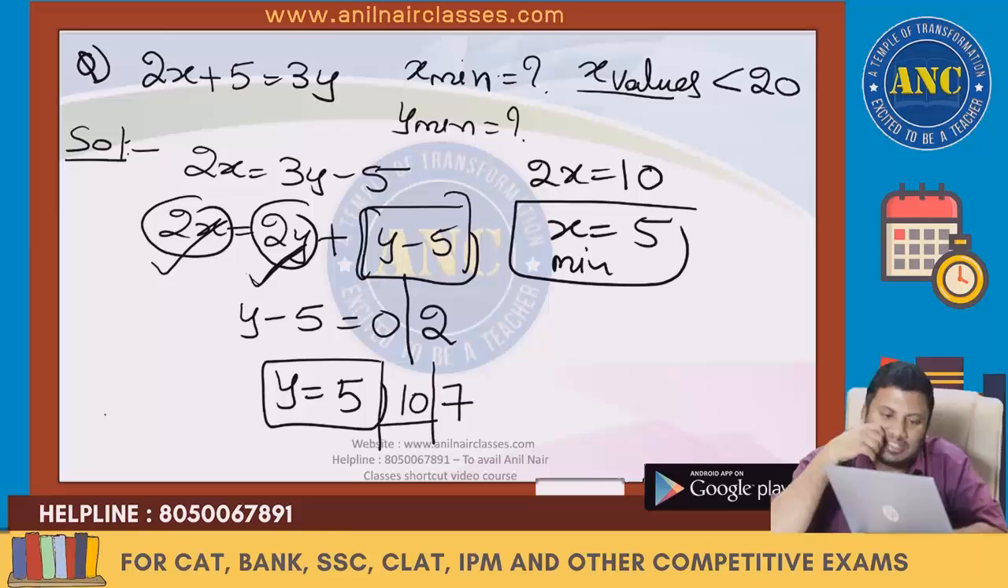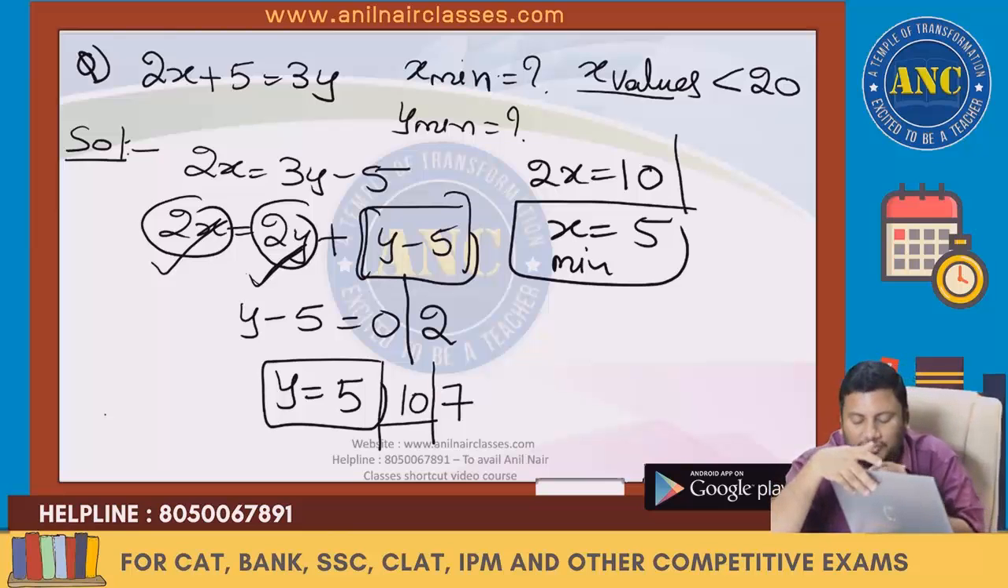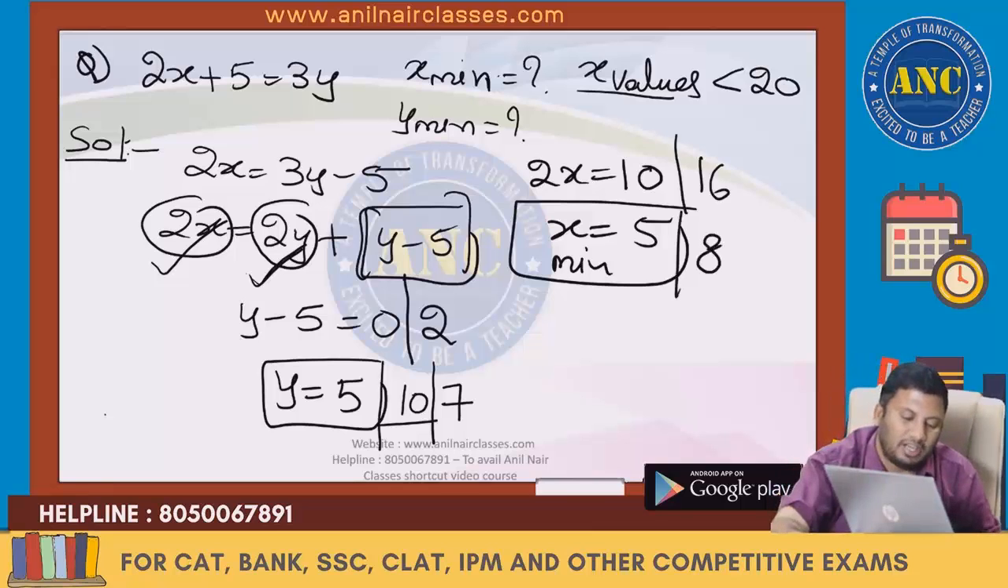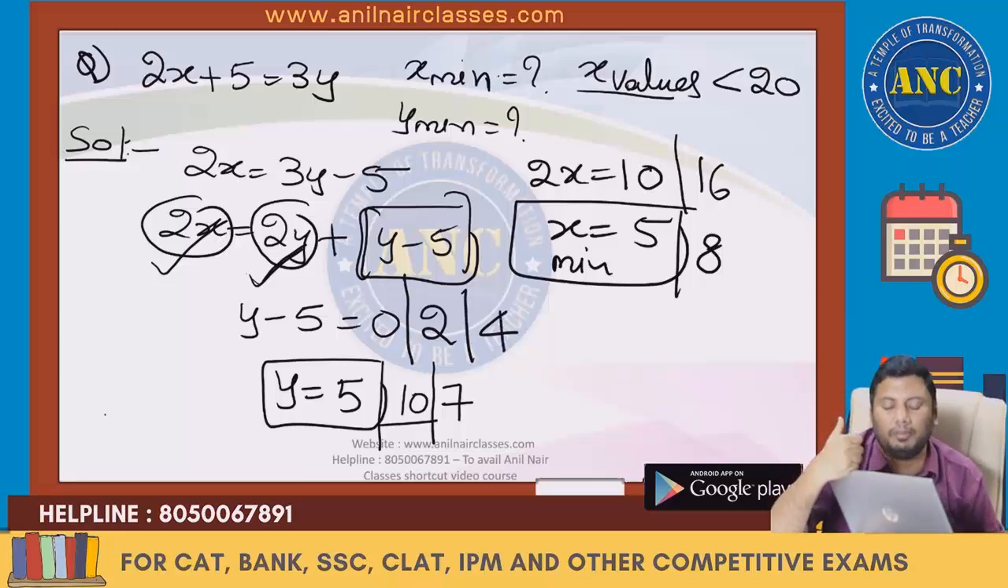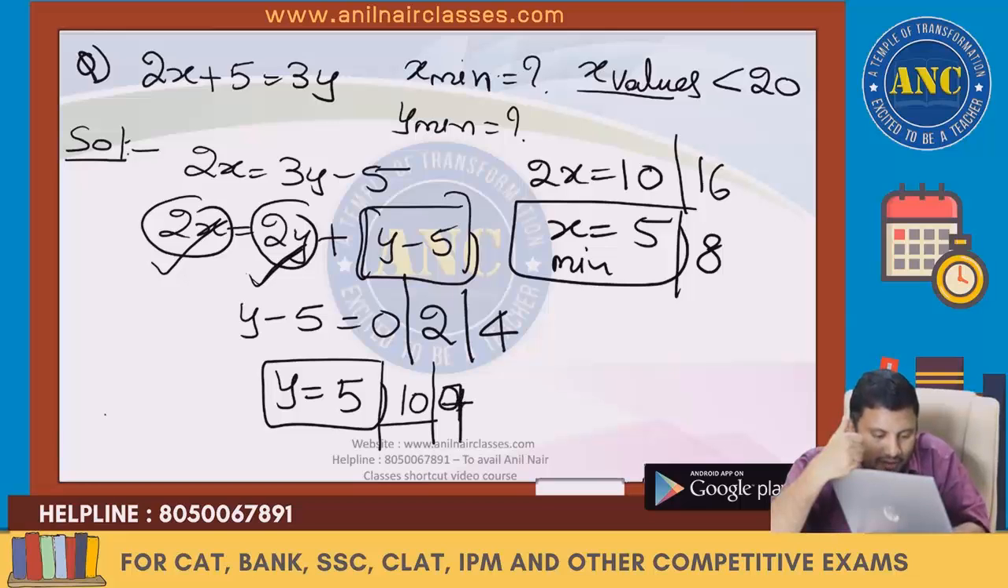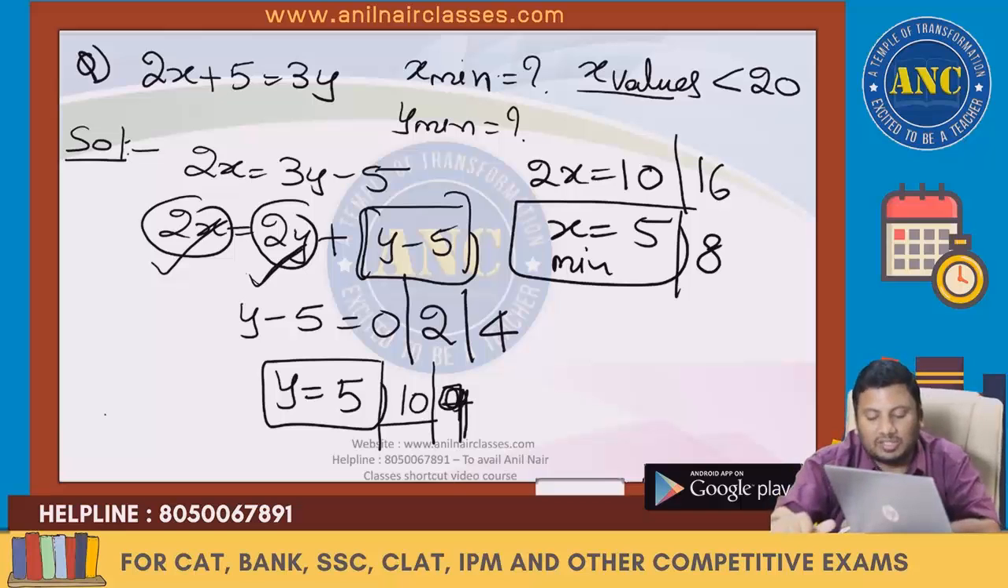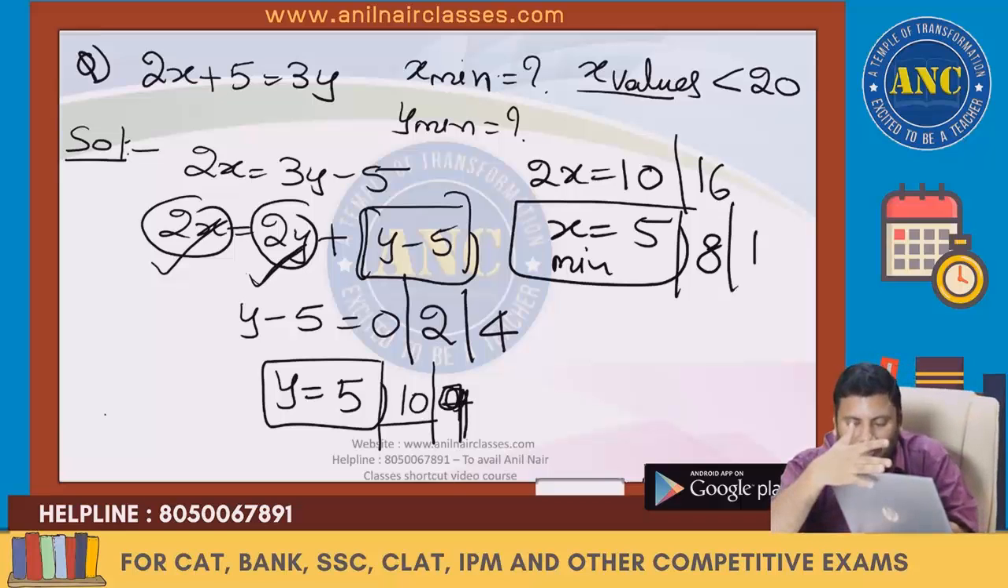If y is 7, what will be the value that I will get? 21 minus 5, 16. X value will be 8. If you want the next value, what is the next number divisible by 2? 4. Y value will be 9. If y is 9, 27 minus 5, 22. X will be 11. So what are the values x can take?